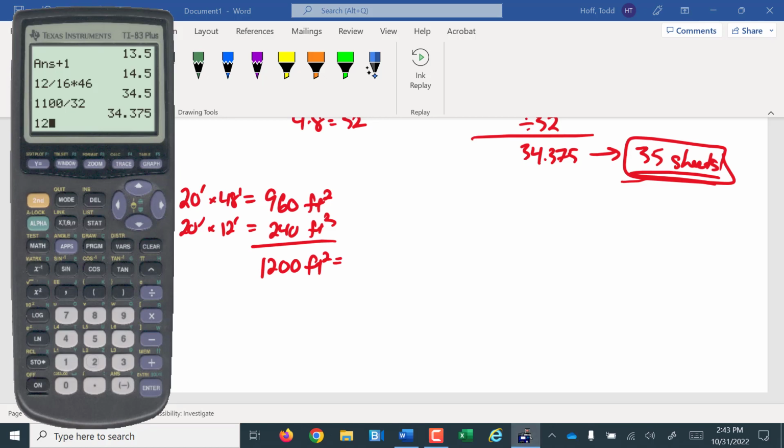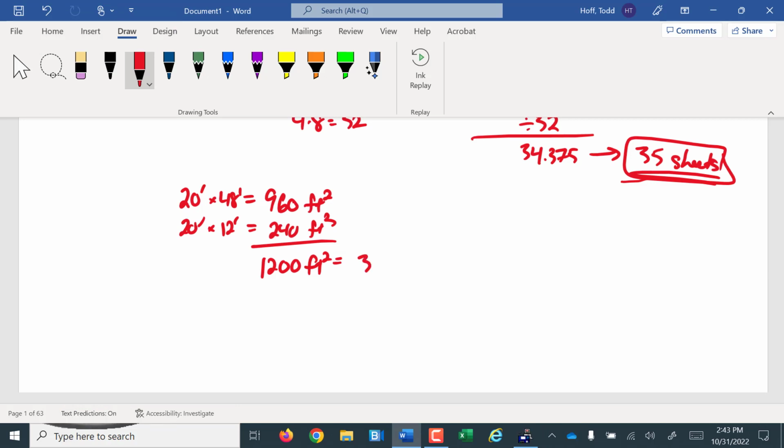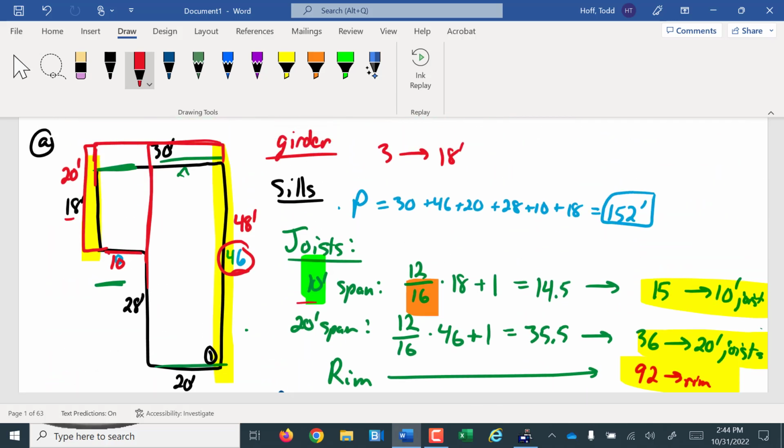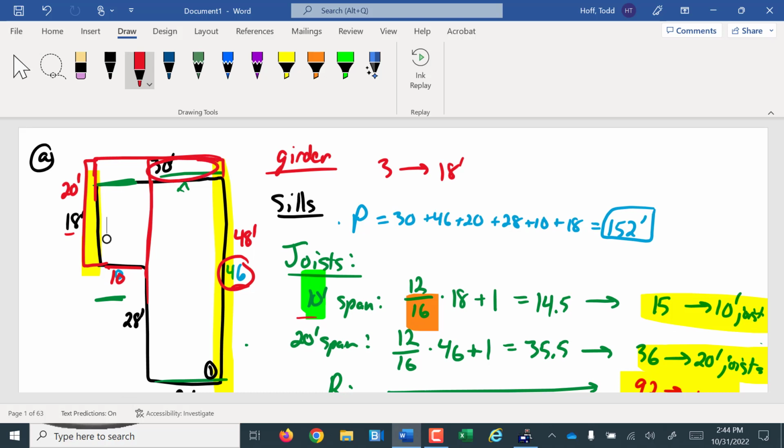And 1,200 square feet divided by 32 can give us a little more, 37.5 or 38 sheets. You might be able to use a few less than that if you really push it with your scraps. Like you might be able to use some of these 2-foot scraps here to do the end here, so you wouldn't have to extend that out to 20 feet. But if I were estimating, that would be how I would estimate, is I'd expand every dimension out to where it's divisible by 4 and then work off of that.